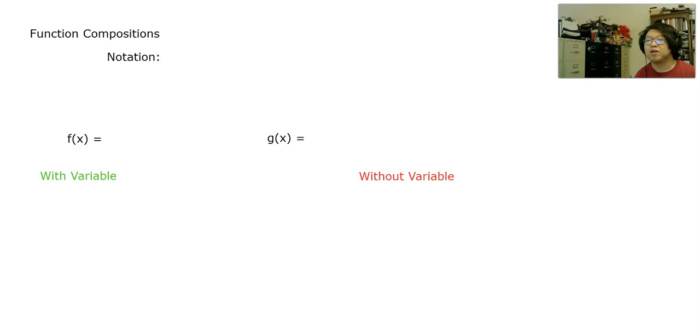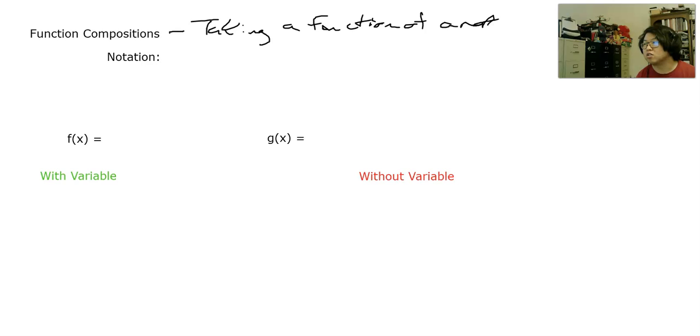So today we're talking about function compositions to kind of piggyback off of function operations. This is kind of a step up from that, but basically a function composition is taking a function of another function. Taking a function of another function. Sorry for my little chicken scratch. If you want a typed version of it, look at the guided notes.